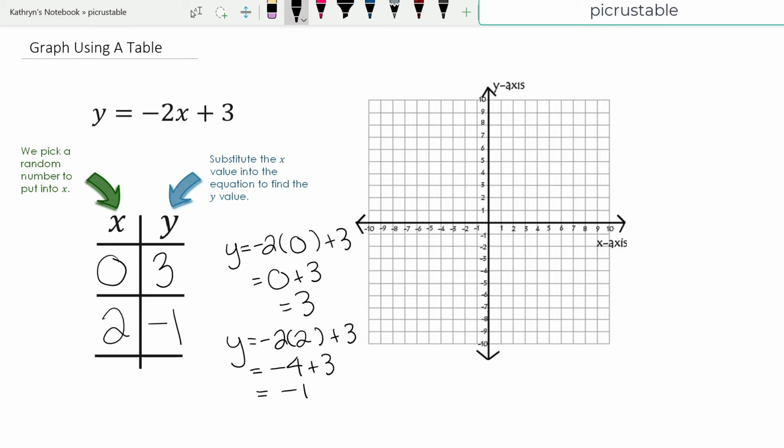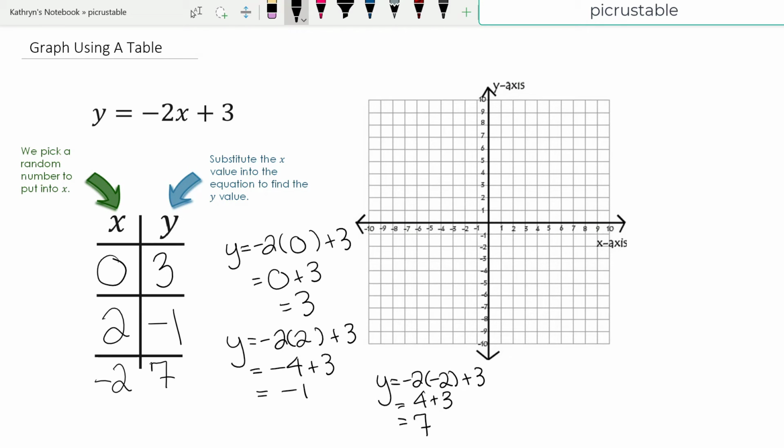Now to graph a line, we only really need 2 ordered pairs, but I like to do a third one just to make sure that my other 2 points line up. So let's randomly pick another number. How about we pick negative 2? So I have y equals negative 2 times x plus 3. I'm going to put negative 2 in for x. So negative 2 times negative 2 is 4, plus 3, and we end up with 7. So when x is negative 2, y is 7.